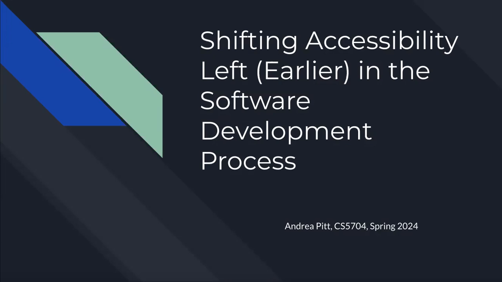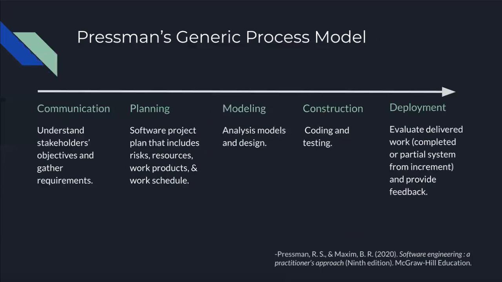In this presentation, we'll explore how to shift accessibility left, or earlier, in the software development process. In Pressman's generic process model, we see that the main framework activities are communication, planning, modeling, construction, and deployment.